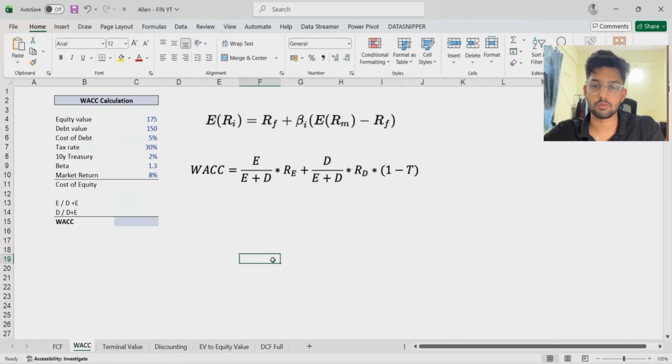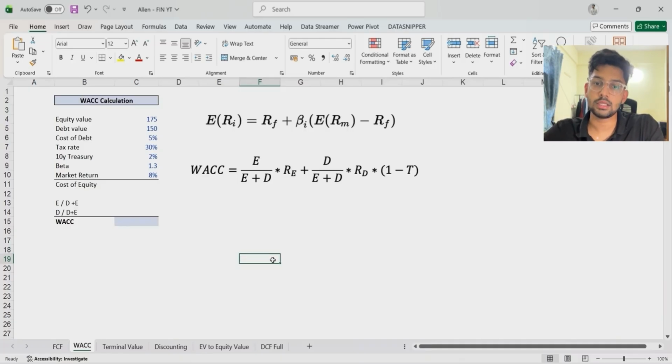The formula is risk-free rate plus beta multiplied by market return minus risk-free rate. Now in the sheet we are given inputs like equity value, debt value, cost of debt, tax rate, beta and market return. First I'll calculate cost of equity using the CAPM formula.